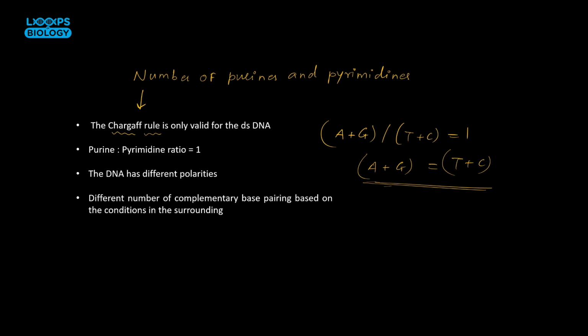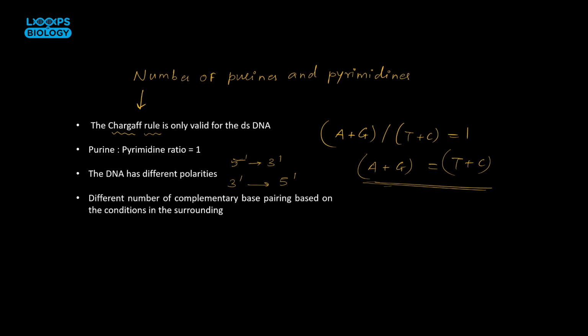Alright. As we have seen, both the strands run anti-parallel. That means one strand will have a polarity from 5' to 3' and the other strand will have polarity from 3' to 5'. Depending on which particular side, the OH is free or the phosphate is going to be a free component. Now, the last case: different number of complementary base pairing based on the conditions in the surroundings.